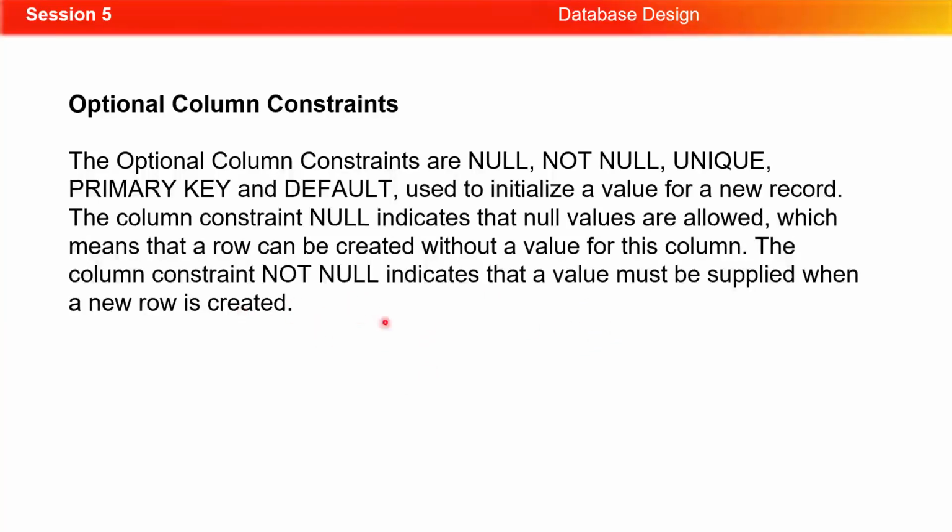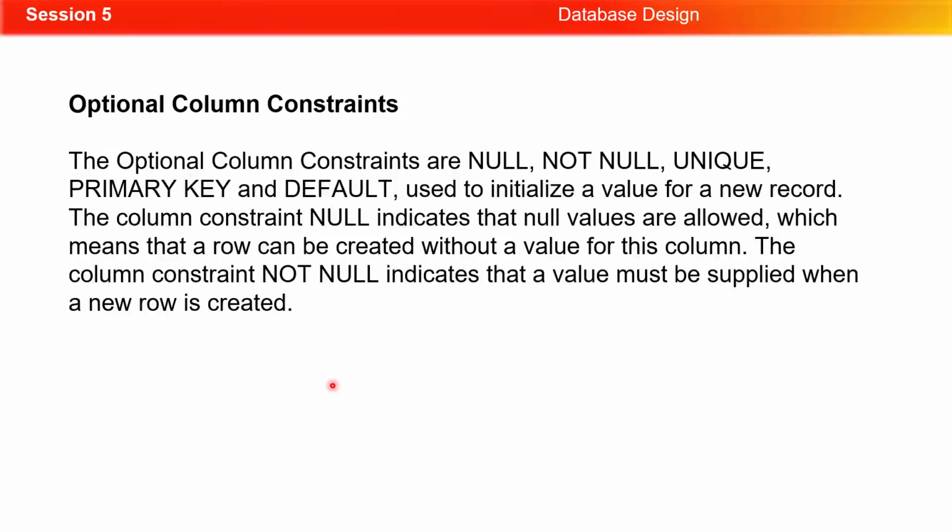The column constraint not null indicates that the value must be supplied when a new row or record is created. So here, if a user does not insert some data that's required, that's not null, that error can be caught at the application level, at the code level, and a message can be sent back to the user that they must provide data or they're not going to be able to use that particular feature.